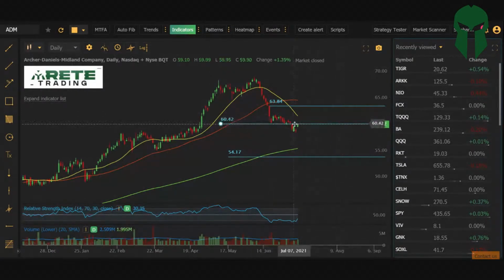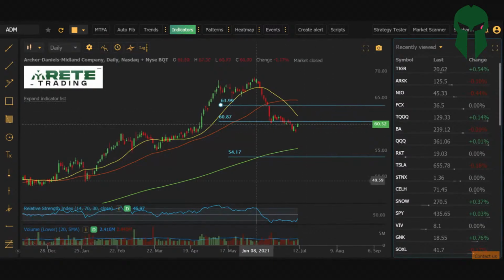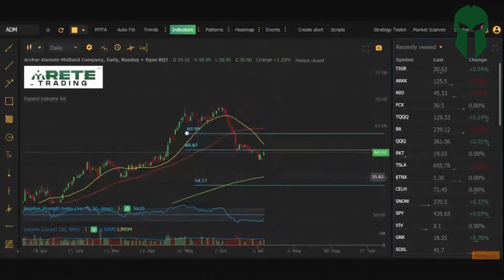What you're seeing with this red bar is that the red bar is in control. Okay, so let's just drop this down.